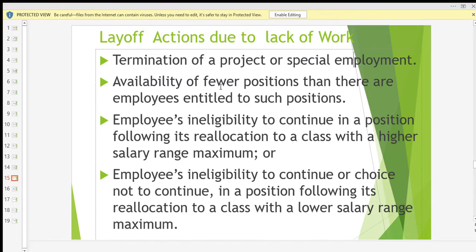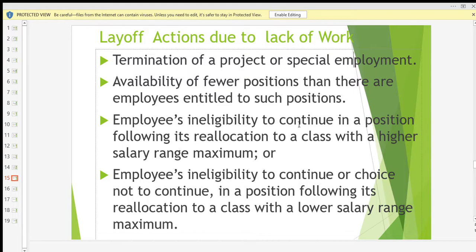Then availability of fewer positions than employees entitled to such positions. When the organization has fewer positions compared to the number of employees it has, it will have to lay off some.